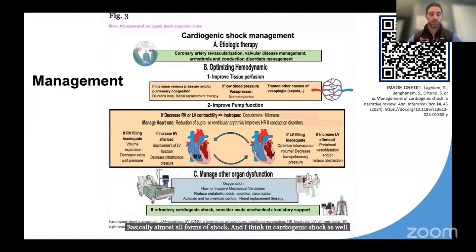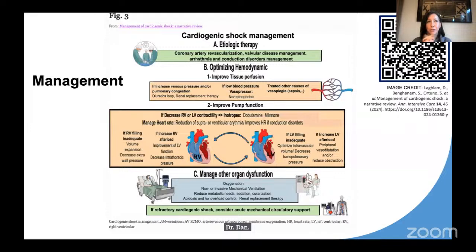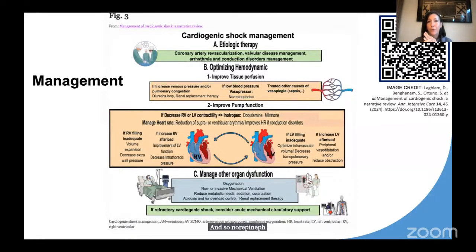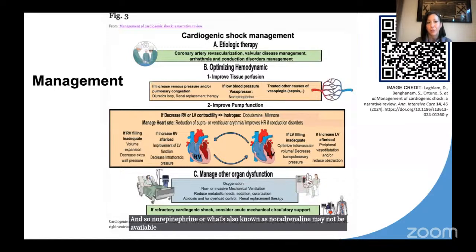So, Dr. Dan, may I just insert a comment there? Many of our learners are in resource-constrained settings, and so norepinephrine, or what's also known as noradrenaline, may not be available, and the only thing available is adrenaline. Would you use adrenaline or epinephrine in that situation?